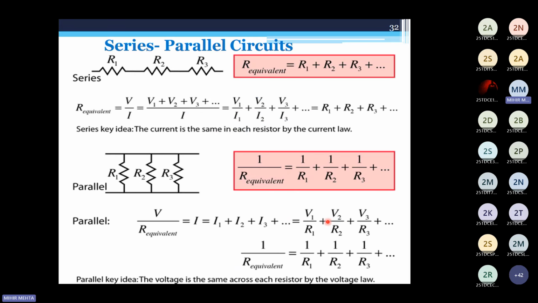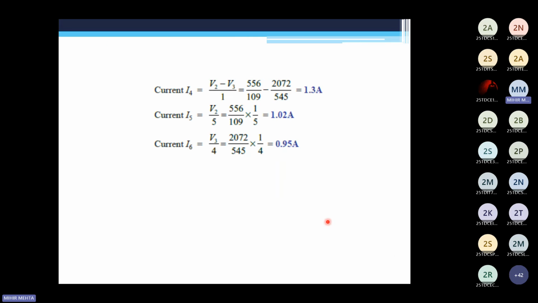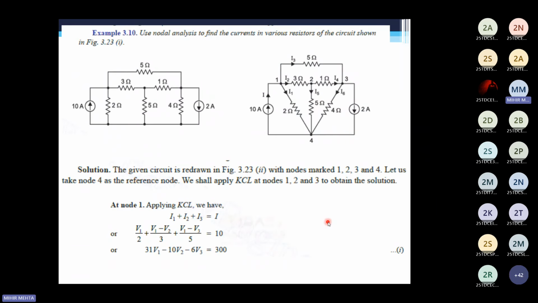Okay. Next, we'd like to move to series and parallel. But before we move to series and parallel, does anyone have any doubts with nodal analysis? Please raise your hand. If you don't have any doubts, you can write no doubts in the comment section.